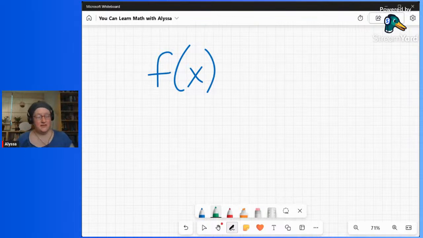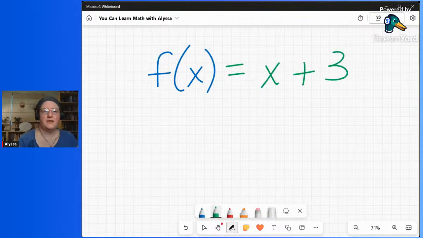And if you're like me, the first time you heard about a function, you were like, what is the point of this? Because we have, let's say, f of x equals x plus 3. And they're like, we're not going to call it y equals x plus 3 anymore. We're going to call it f of x. And you go, what is the point of that? Why is this better? It isn't. It is a little different.